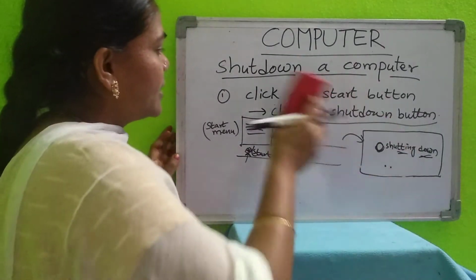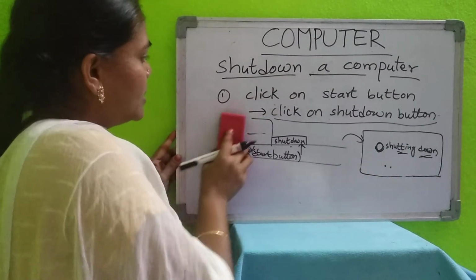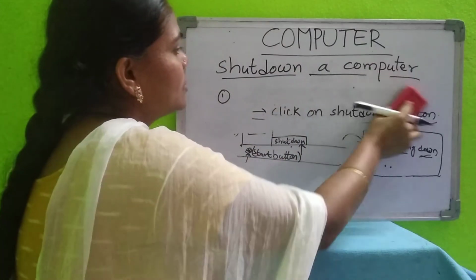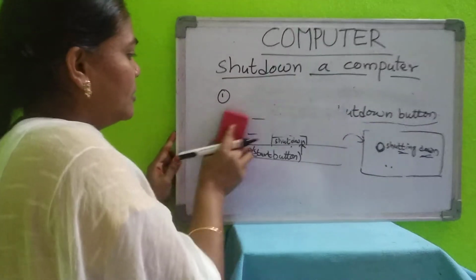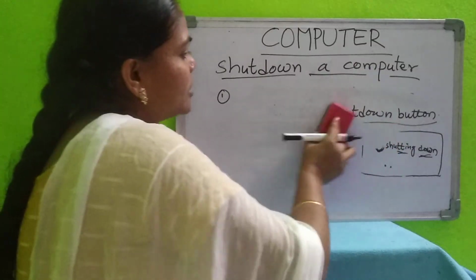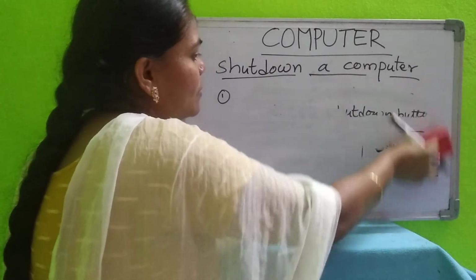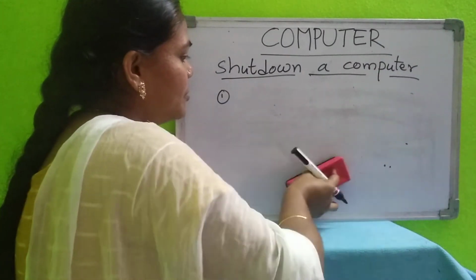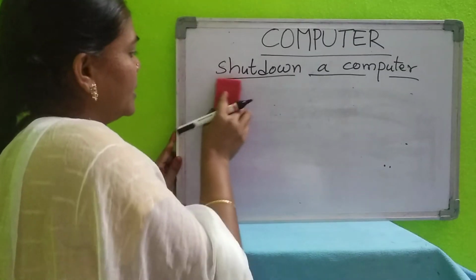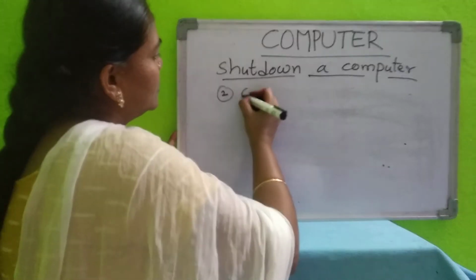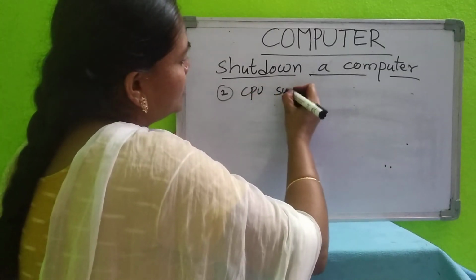Next, the second step. When the system shuts down, at that time the CPU switches off automatically. So you need not switch off the CPU. Now what is the second step? The CPU switches off automatically.